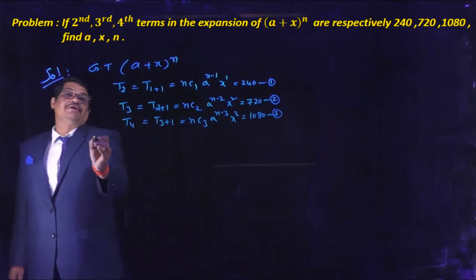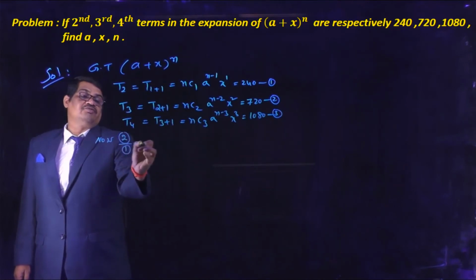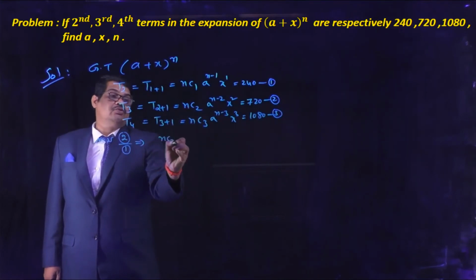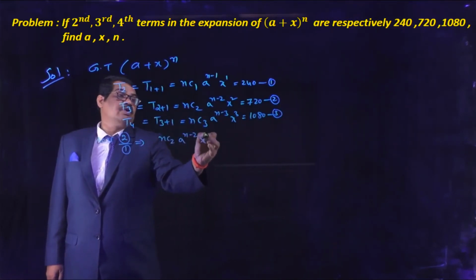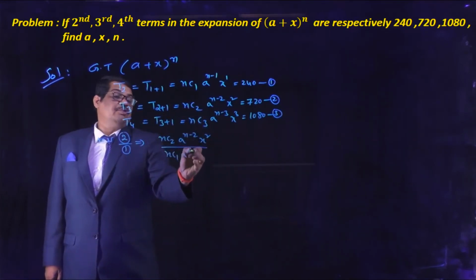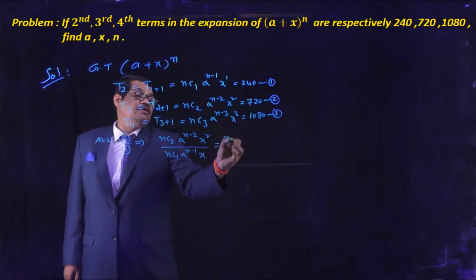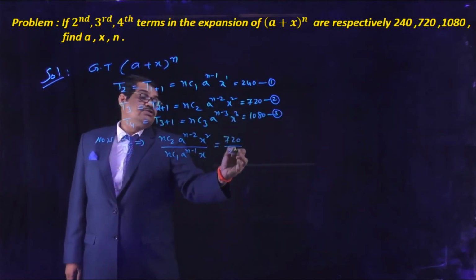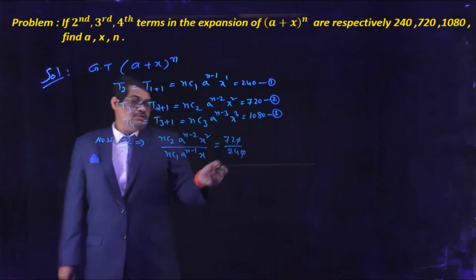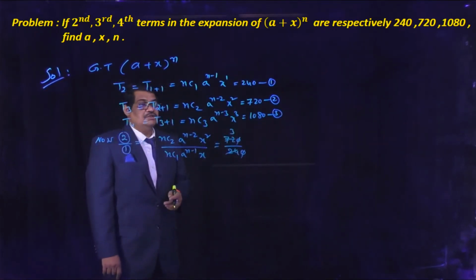Now we write equation 2 by equation 1. The LHS of equation 2 is nC2 a^(n-2) x squared, divided by the LHS of equation 1, nC1 a^(n-1) x. The RHS of equation 2 is 720, and in equation 1 it is 240. The 0 will be cancelled. Here 24 times 3 is 72.